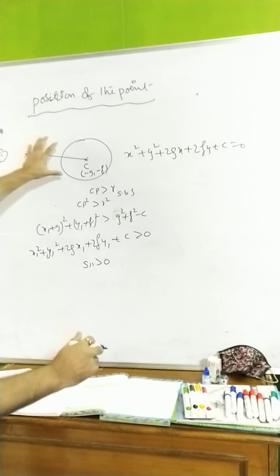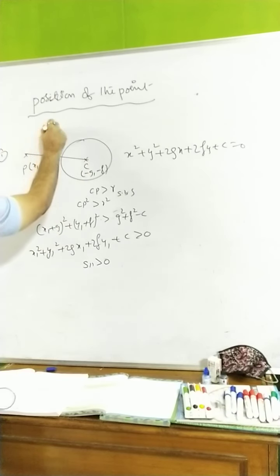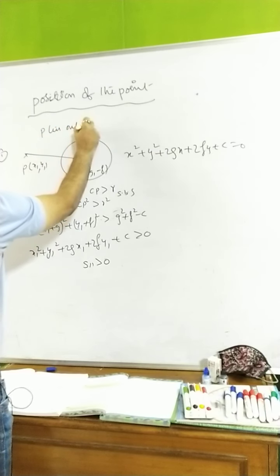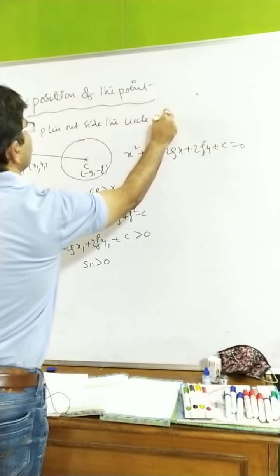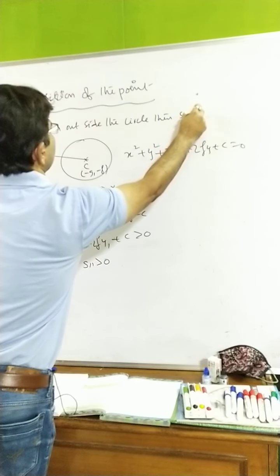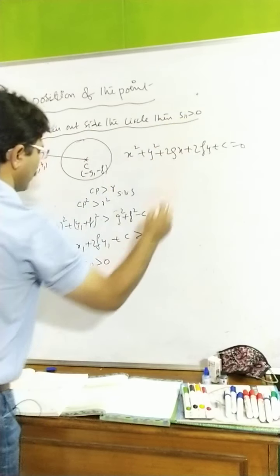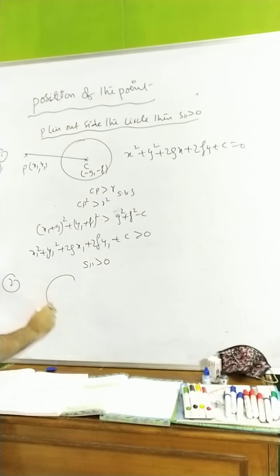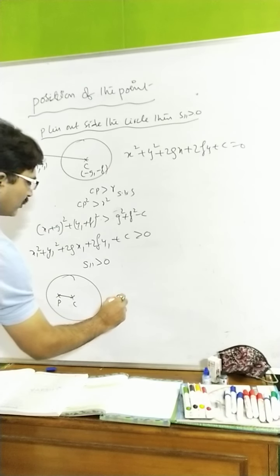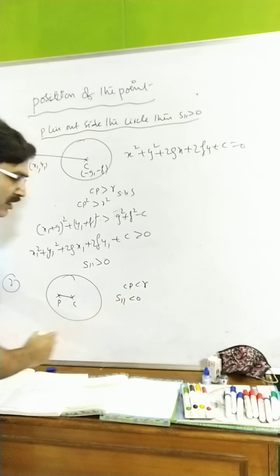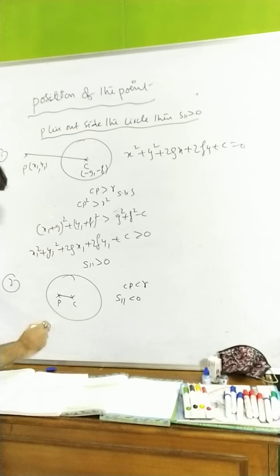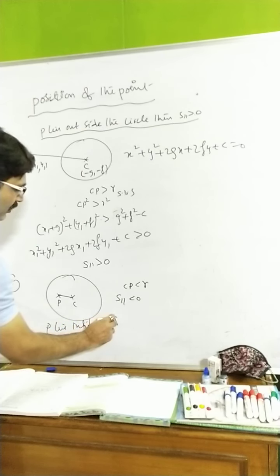So if P lies outside the circle, then the condition is S11 is greater than 0. Now the second condition: suppose a circle is there and P lies inside. What is going to happen now? CP is less than R, or you can say that S11 is less than 0. P lies inside the circle.